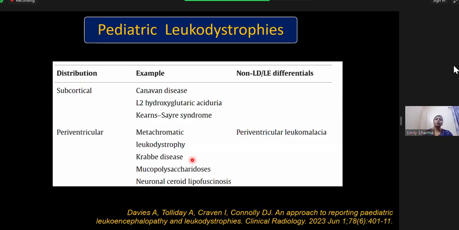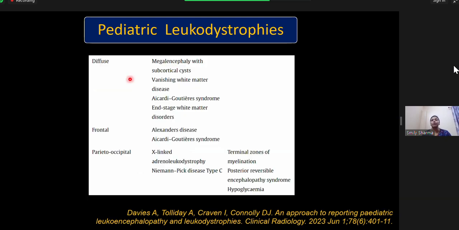Based on various patterns, first of all, looking at the pediatric leukodystrophies, we have subcortical patterns and periventricular patterns. In subcortical, we have Canavan, L2-hydroxyglutaric aciduria, Kearns-Sayre disease. We look at all these cases one by one. In periventricular, we have metachromatic leukodystrophy, Krabbe's disease, MPS, and neuronal ceroid lipofuscinosis. Then we have diffuse patterns, with vanishing white matter disease and Van der Knaap disease. Then we have the frontal pattern, where Alexander's disease is more commonly involved, and the parieto-occipital pattern, where X-linked adrenoleukodystrophy is more commonly involved.